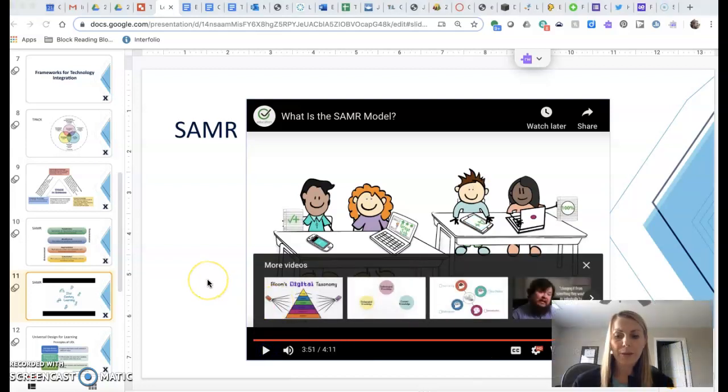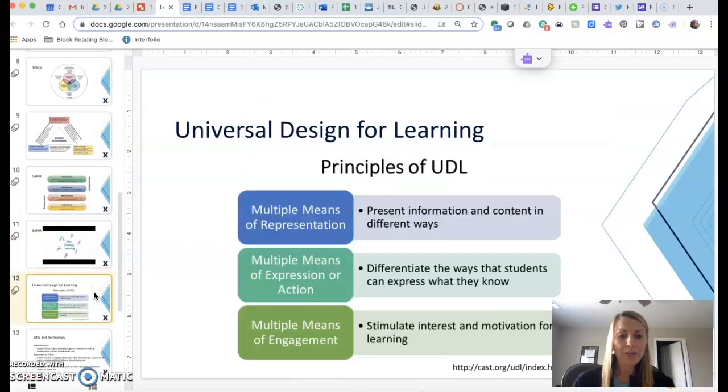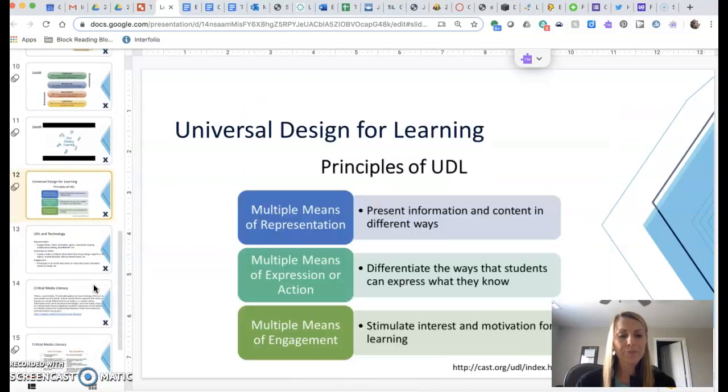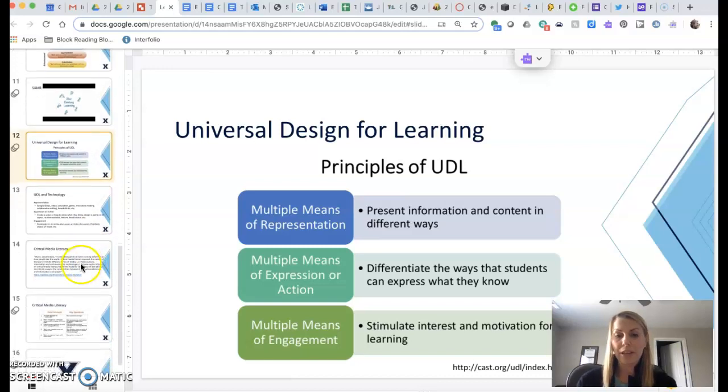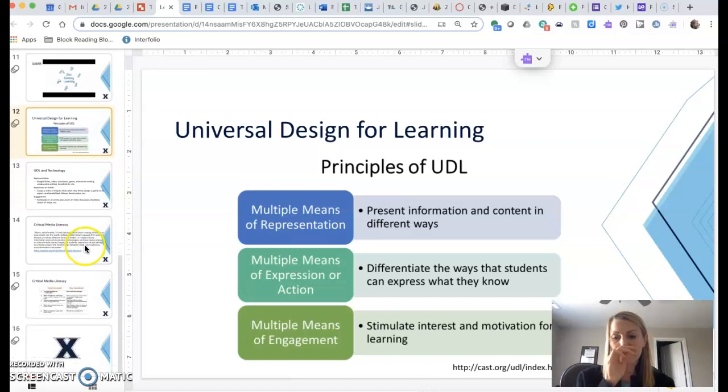Okay, so that's a little bit more on SAMR. And the final framework that I want, oh, actually there's two more. First is universal design for learning. And so universal design for learning is this idea that we should really provide multiple means of representation or multiple ways of presenting information to students.